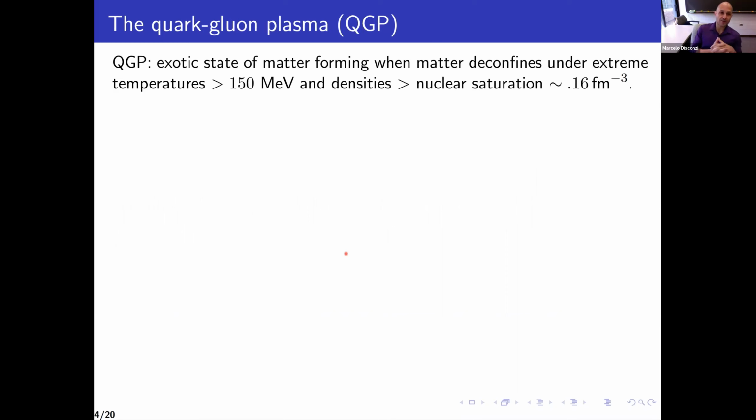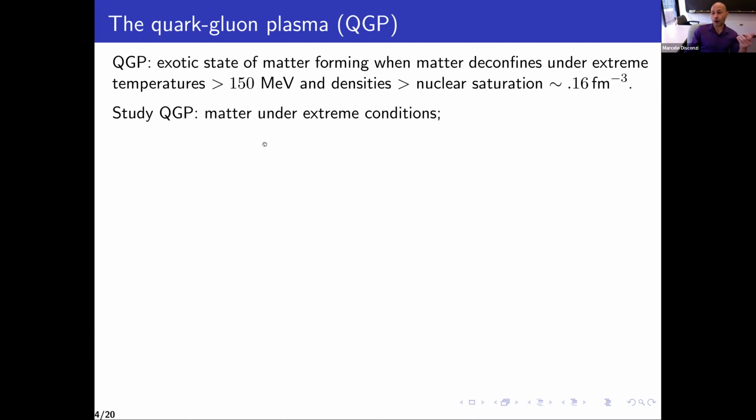The first example that I want to discuss is that of the quark-gluon plasma. The quark-gluon plasma is an exotic state of matter that forms when matter deconfines under extreme temperatures and densities. Now, how extreme are the temperatures? Maybe the actual number here doesn't mean much for many people, but just as a matter of comparison, this is several orders of magnitude higher than the temperature of the sun. And these temperatures are actually obtained in collisions of heavy ions in particle accelerators. So they're actually obtained in experiments.